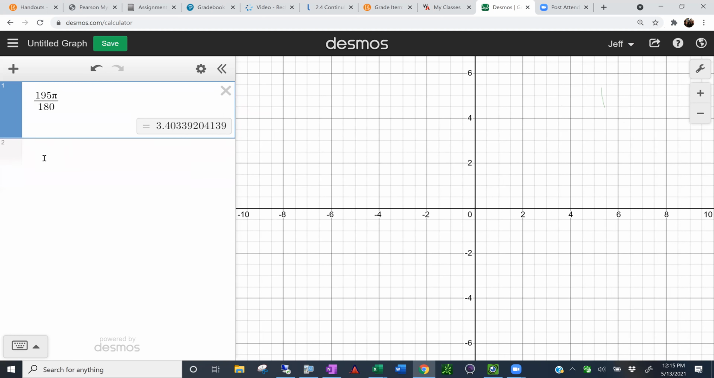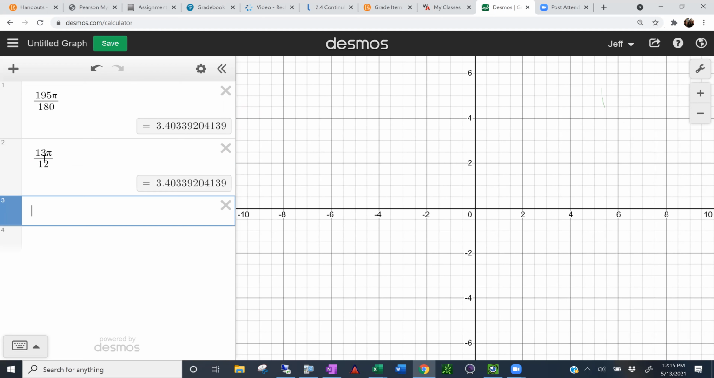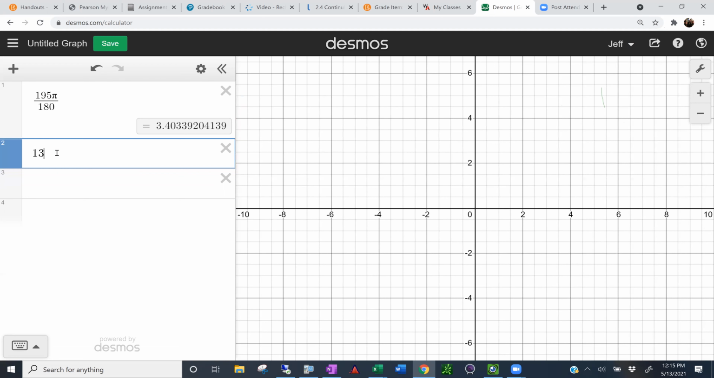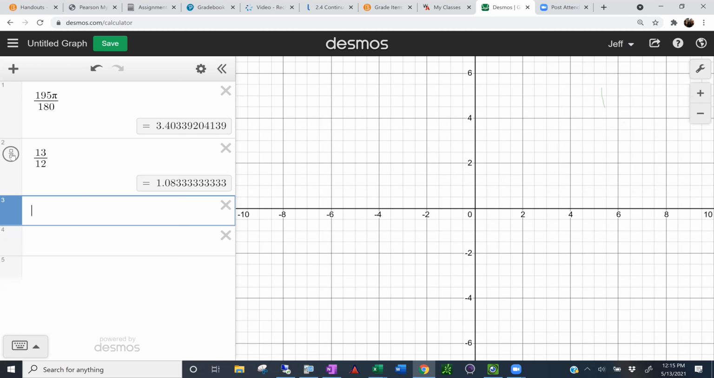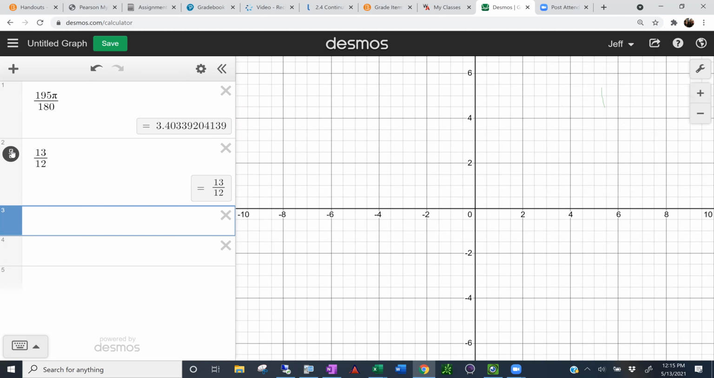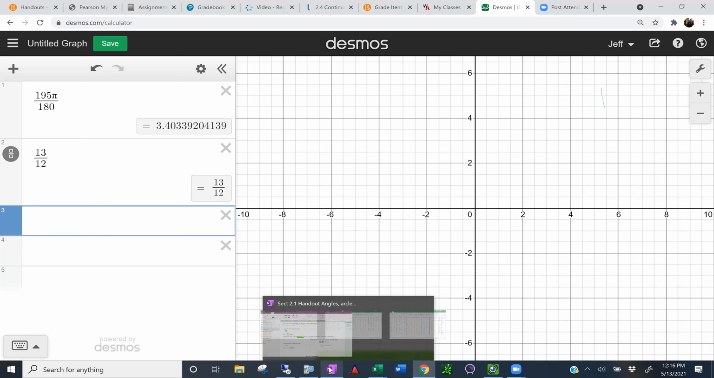So if I did, say, 13 pi over 12, I just can't turn that into a fraction. It won't work. But if it was just 13 over 12, that would give me a decimal answer, or I can convert it to the fraction. So just a little trick there for you to help you come up with the nice fractions, because a lot of times these will be reduced to lowest terms.